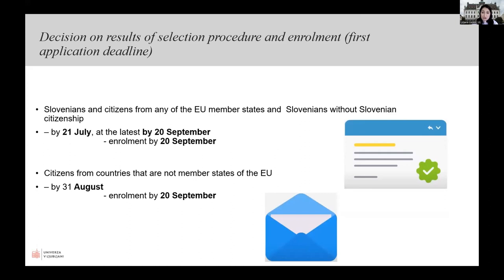And decision on results in the first application period for EU students and Slovenians without Slovenian citizenship will be by 21st of July and at the latest by 20th of September. For non-EU students, it will be by 31st of August.